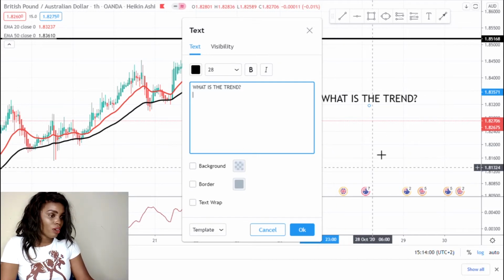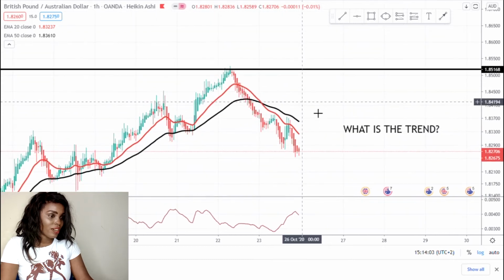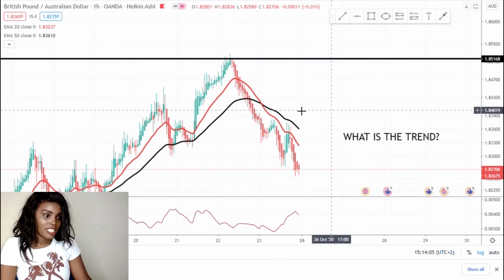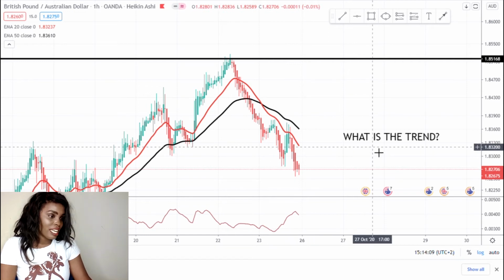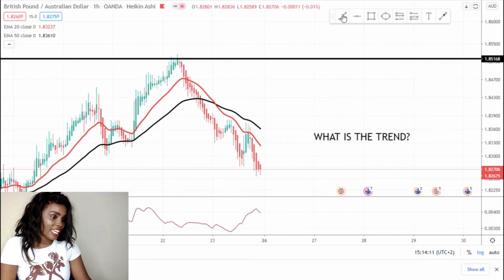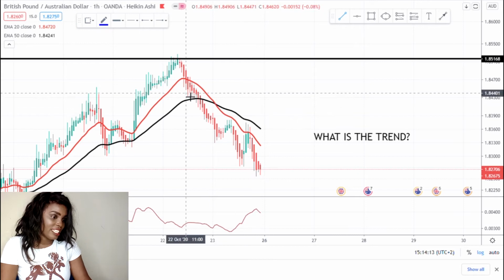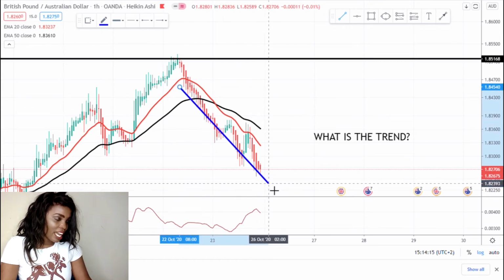The trend, we always know, if the sellers are in control, that is a downtrend. So I will take my trend line and start marking points that are connecting to each other.